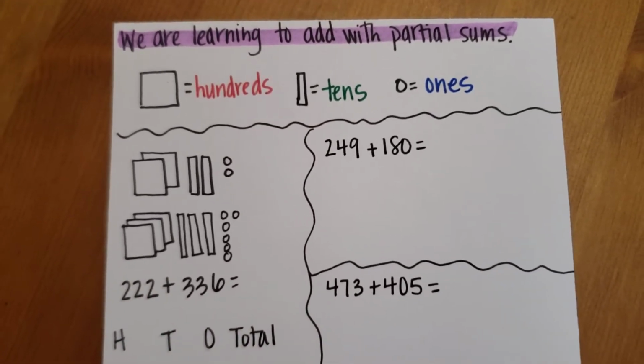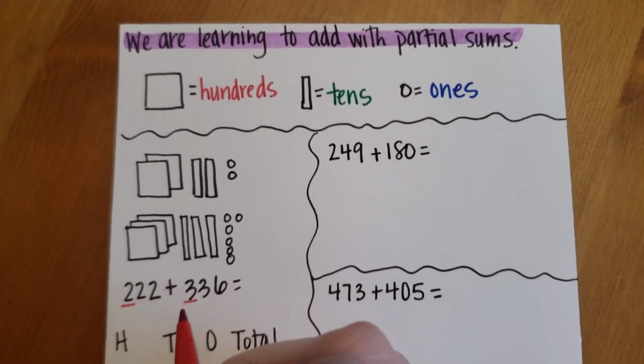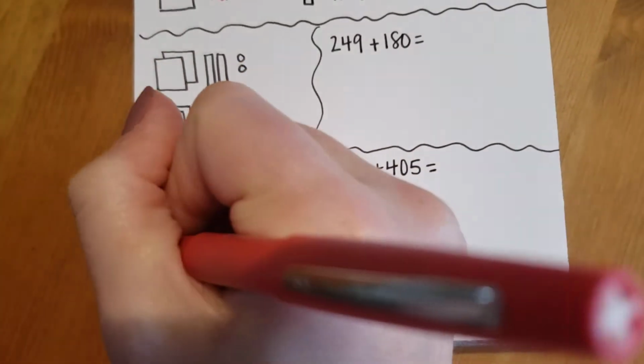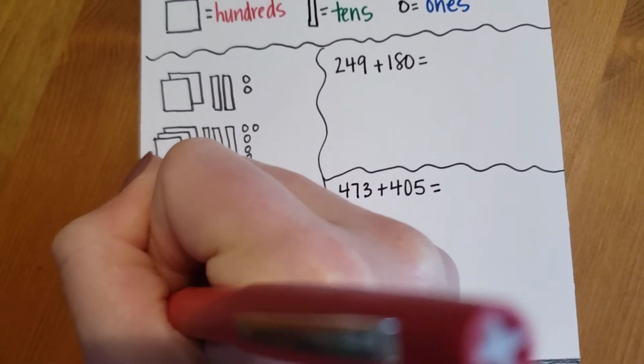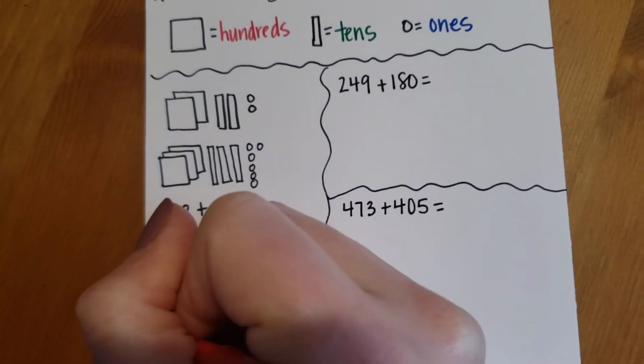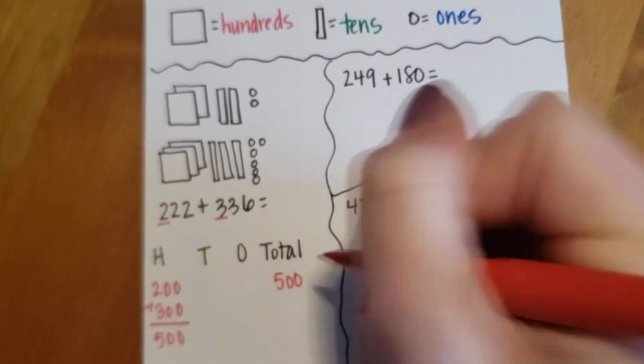The first thing we are going to do is add up our hundreds. So we have 200 and we have 300. So down here, I'm going to do 200 plus 300, and that is going to equal 500. So then I'm going to add that over here to my total.